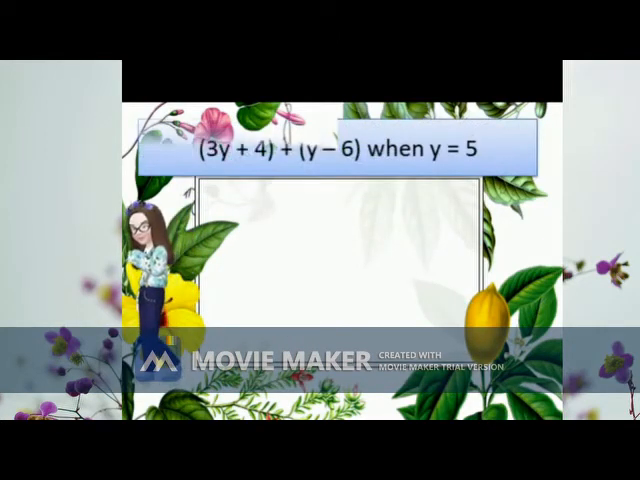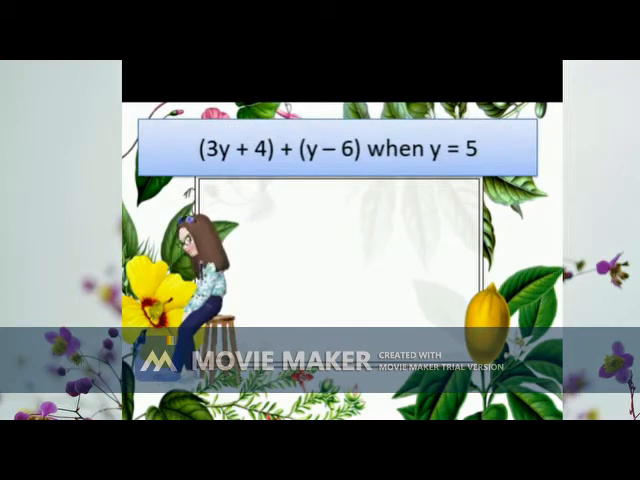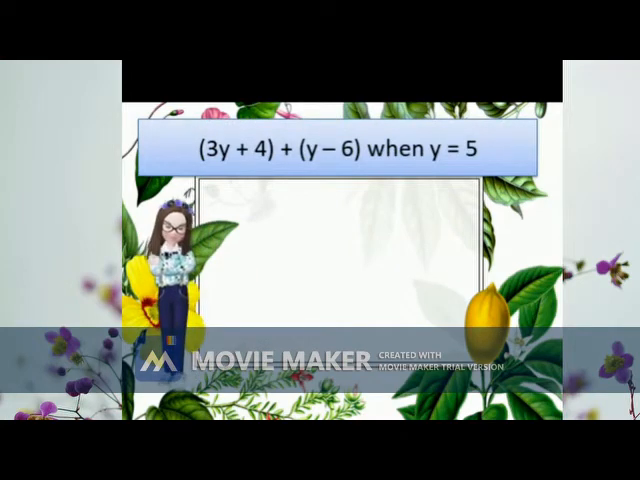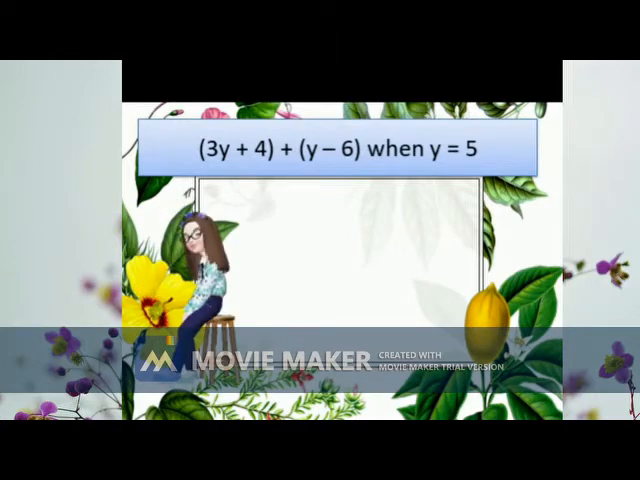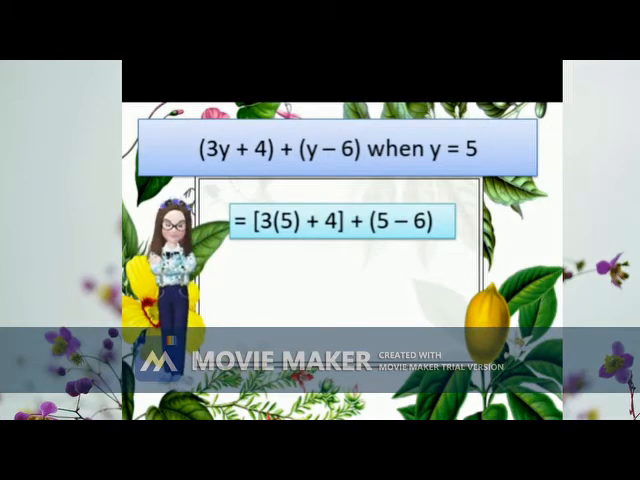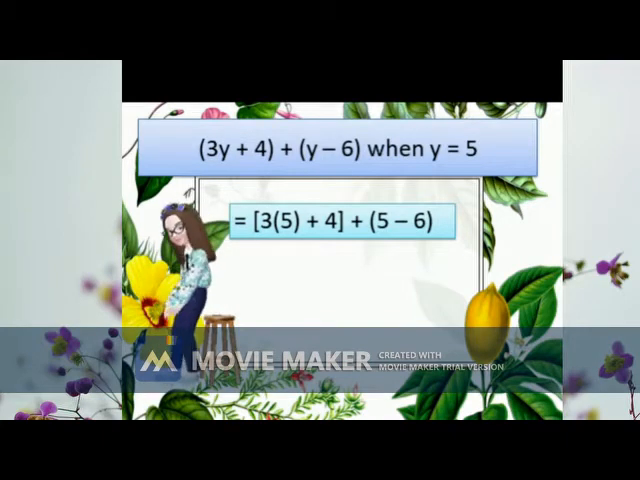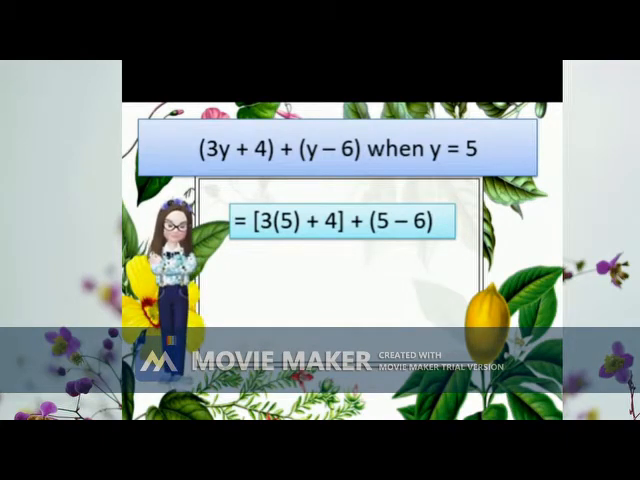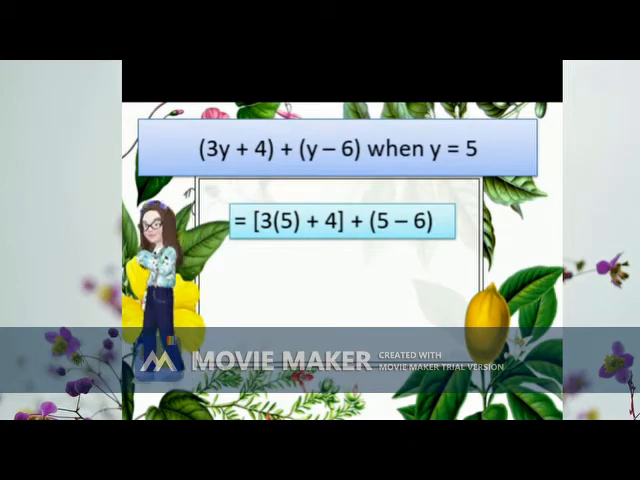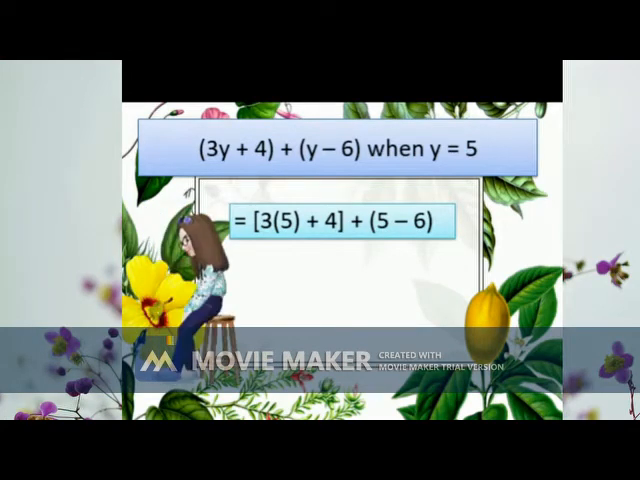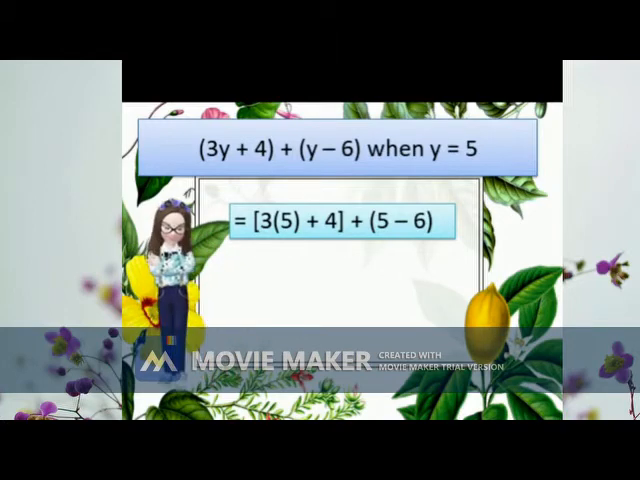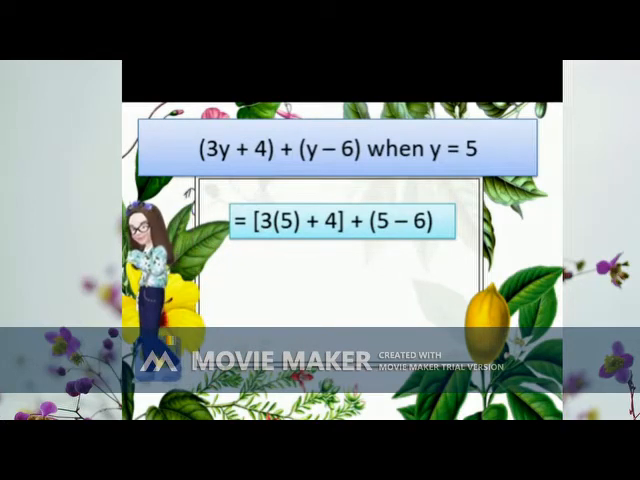Next example. Quantity 3y plus 4 plus quantity y minus 6 when y is equal to 5. So this is how we substitute there. As you can see, I put now a bracket because the 5 will have the parenthesis as the separation of 3 and 5. So on the bracket, we will have 3 times 5 plus 4. On the other one, we will have parenthesis 5 minus 6. So we will have 3 times 5 is 15 plus 4.